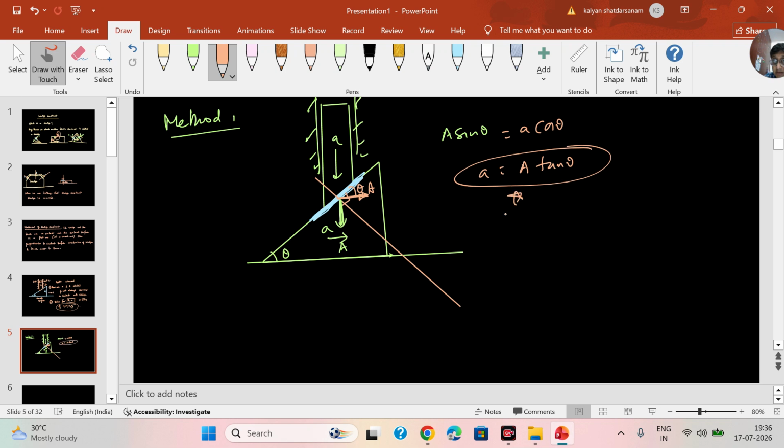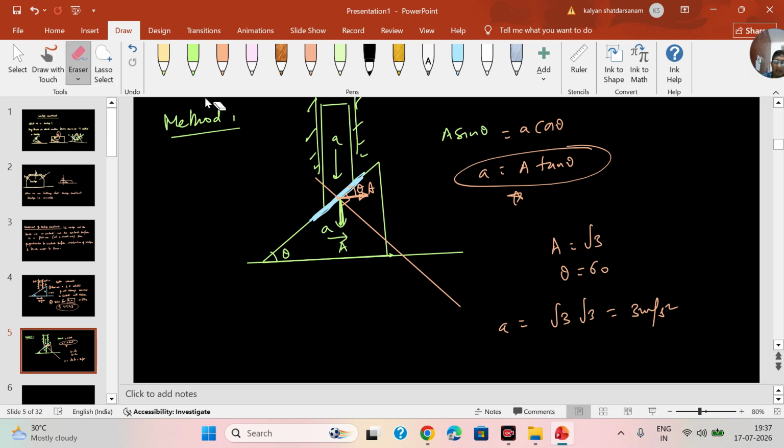The accelerations must be related like this for the rod and the wedge to be in contact. Otherwise, they will not be in contact. For example, if I say capital A is root 3 and theta is 60 degrees, small a should be capital A tan 60. No other value should be there. So the accelerations of the wedge and the rod must be in a certain way and only then will contact be there. And that certain way is, small a is capital A tan theta.